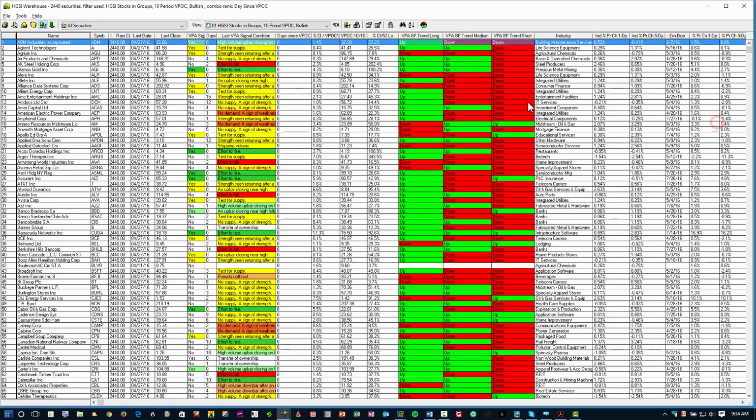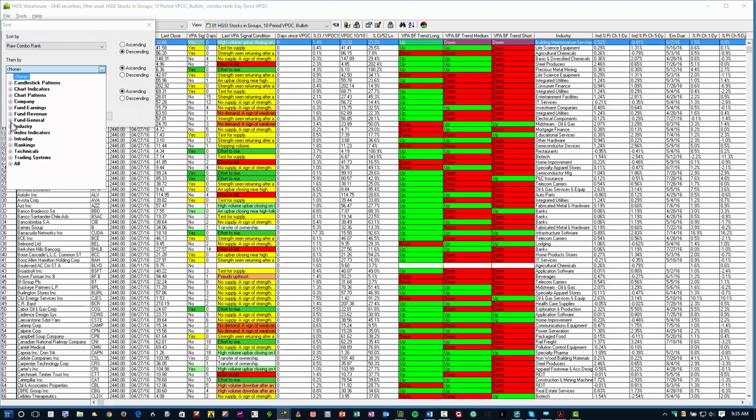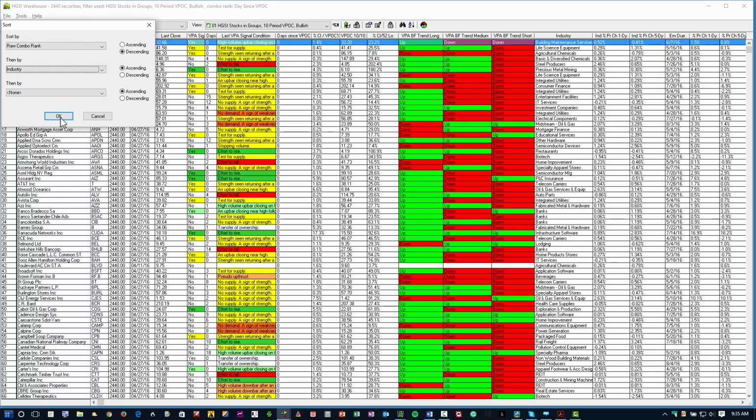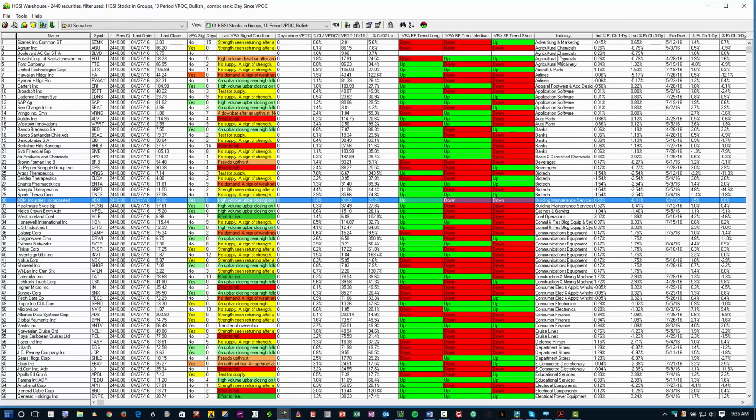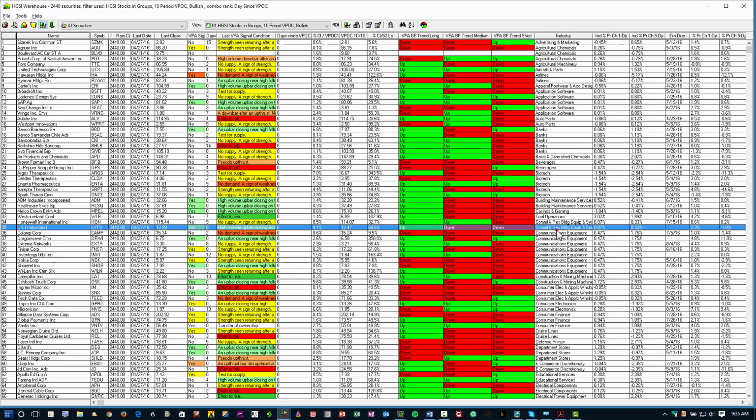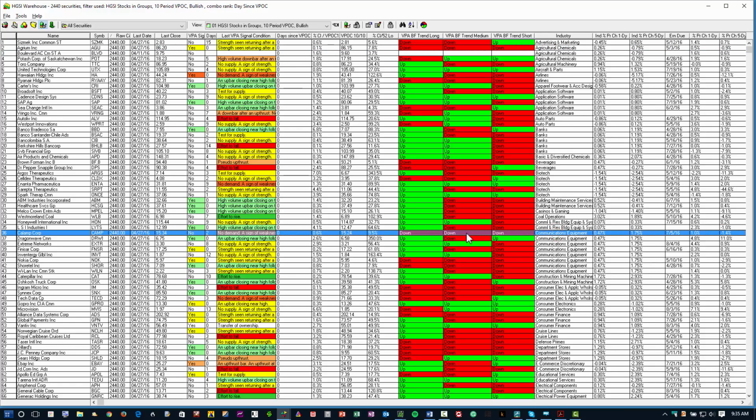Now the way that this can be used is, this is the days since the volume point of control, and what I would do here is I would use a secondary sort on the industries, and notice how these industries all come together. So this way I can get a feel for stocks that were crossing over in a heavily populated group. And let's just use communications equipment, and here was a crossover yesterday. Let's do another sort here. I'm going to use this column right here, the percent.